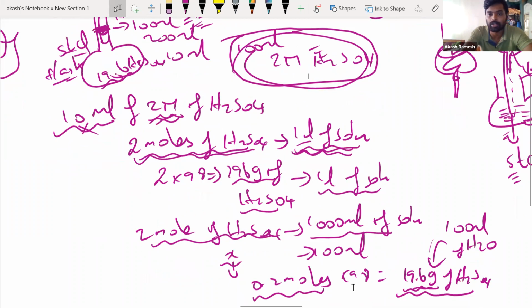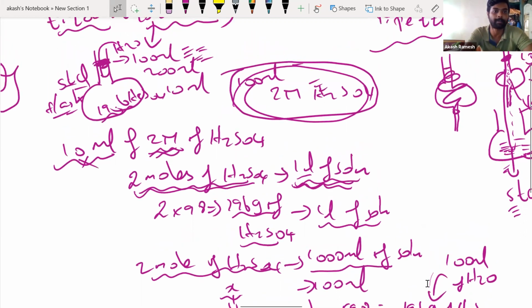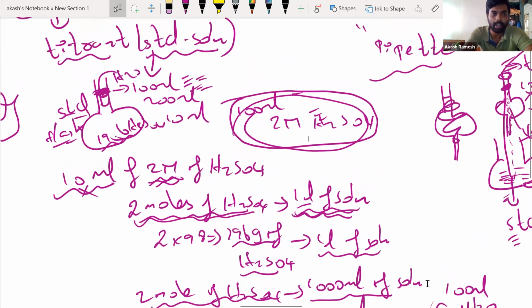So for 0.2 moles, you know what the weight will be. You have to multiply it by the molecular mass, and you'll get the exact mass of H2SO4 required for preparing this 100 ml of 2M H2SO4. Done. One part is okay. We have prepared the standard solution using the standard flask.